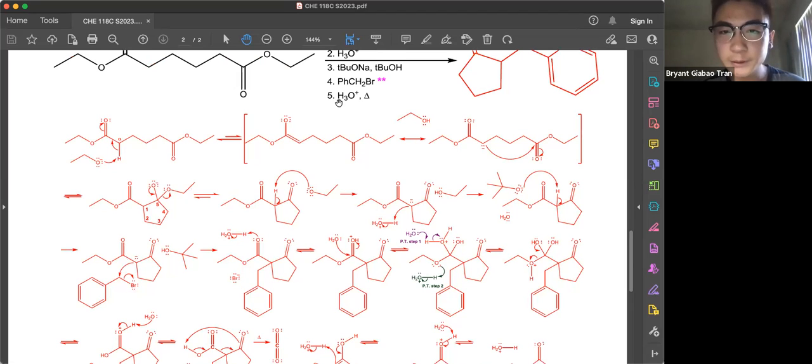And then we introduce acid and heat, which will hydrolyze this ester, and the heat will do the decarboxylation reaction, which gets rid of that carboxylic acid after we hydrolyze it, and forms the enol. Then we tautomerize that enol back into the carbonyl.